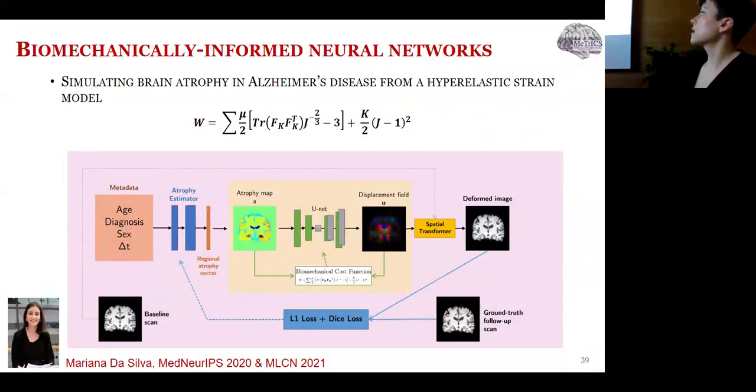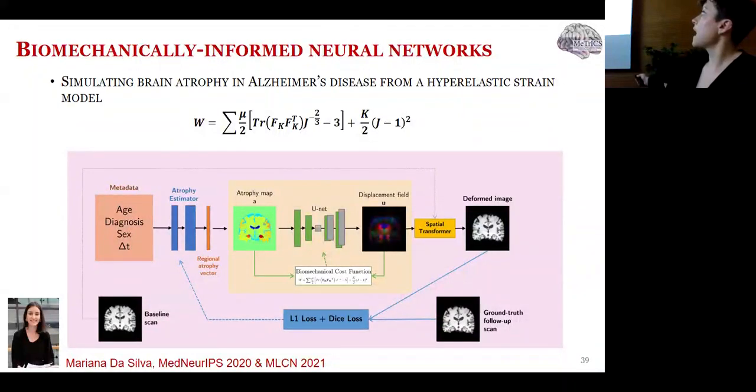So into the model just goes demographic data, the individual's age, diagnosis, sex, and an interval between two scans and their baseline scan. From this metadata, you use a regression network to just predict the atrophy of different brain regions, and then you project that into a segmentation image so that you've got an isotropic value of atrophy for each location. You push this through a UNet and it learns a deformation field where the loss function here is purely a biomechanical loss.